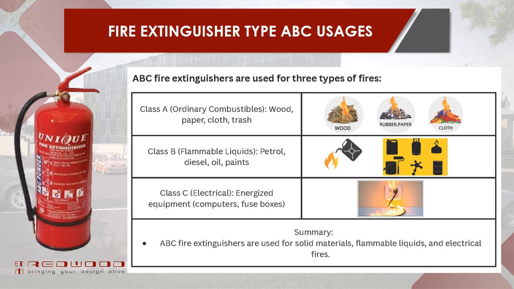ABC extinguishers work on 3 types of fires: Class A, ordinary materials like wood, paper, cloth, and trash; Class B, flammable liquids like petrol, diesel, oil, and paints; Class C, electrical equipment like computers and fuse boxes. In short, ABC extinguishers handle solid materials, flammable liquids, and electrical fires.